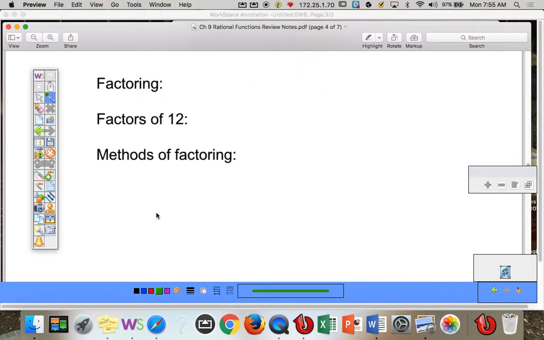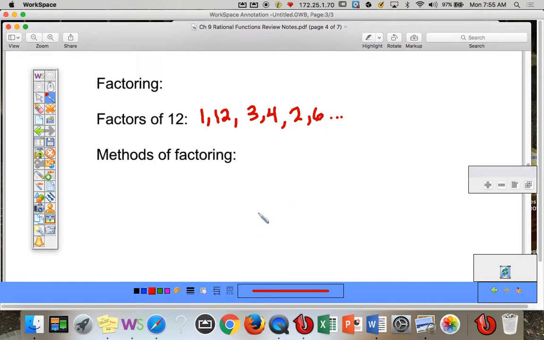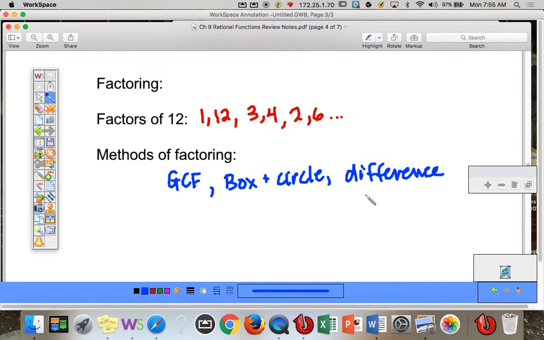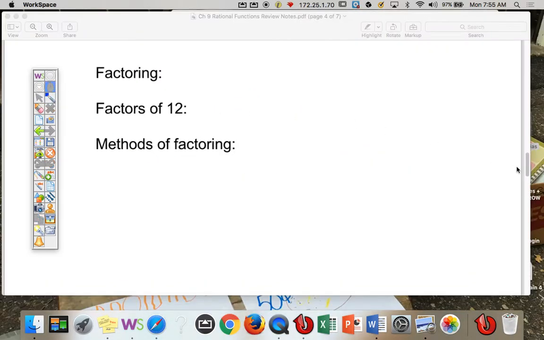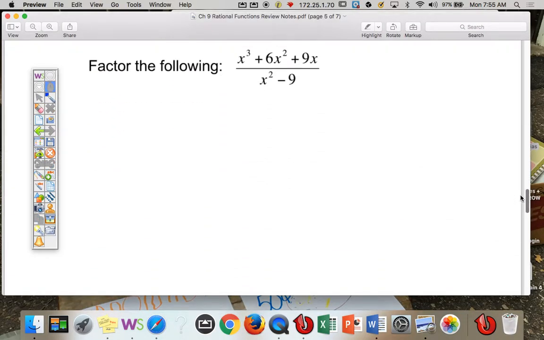Factoring: remember, factors are things that multiply to something, so factors of 12 would be 1 and 12, negative 1 and negative 12, 3 and 4, also negative 2 and 6, and so on. Methods of factoring: we have pulling out a greatest common factor, the box and circle, and the difference of squares. So let's see if there are some examples. Oh, yep, there are some examples.